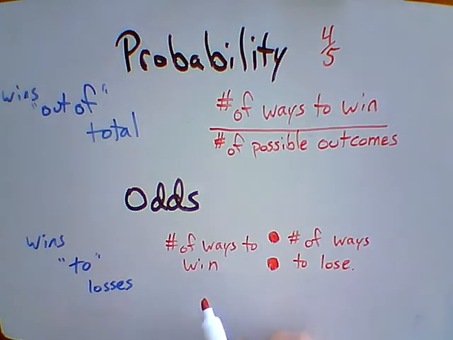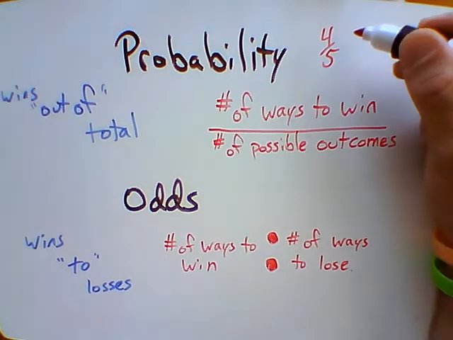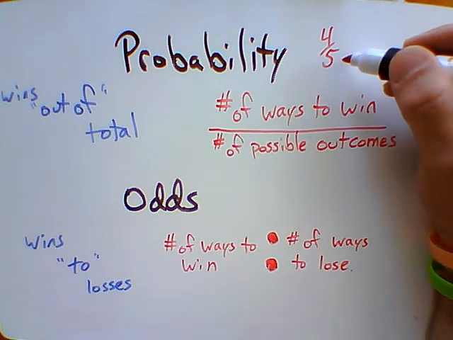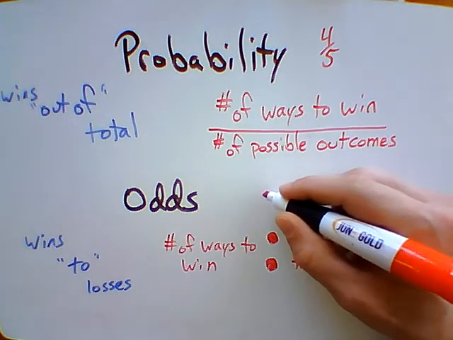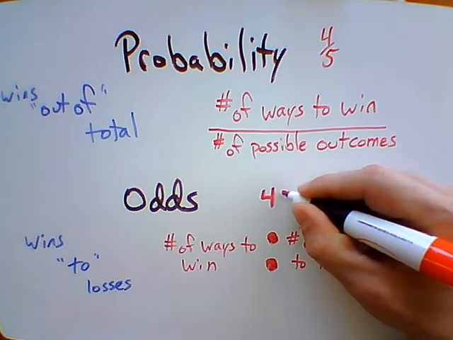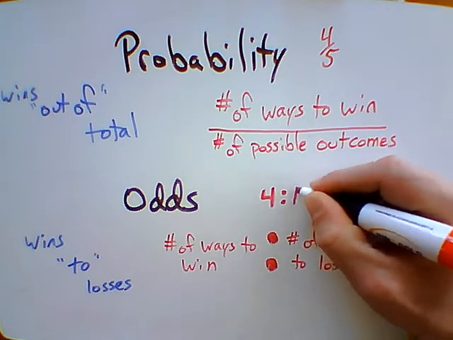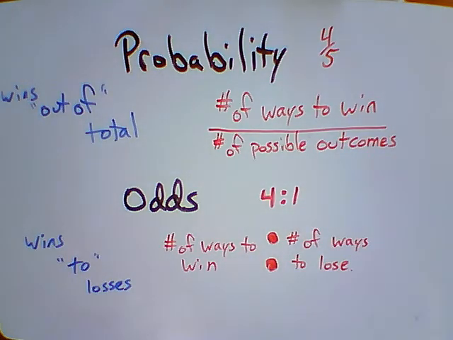Odds, on the other hand, are very similar, not quite the same. That's the number of ways to win, colon, the number of ways to lose. And it's usually read as wins to losses. We read them out differently so that you know what we're talking about. So if I had 4 out of 5 ways to win, that means I have 4 ways to win, and the other way is a loss. So it'd be 4 to 1.